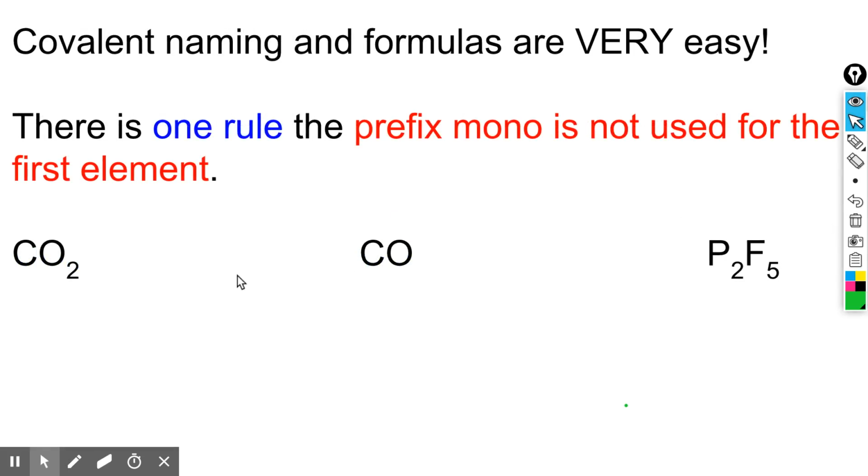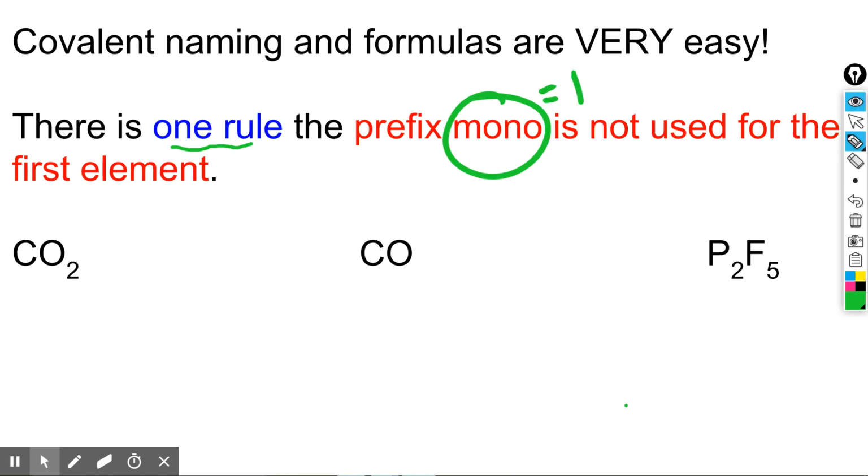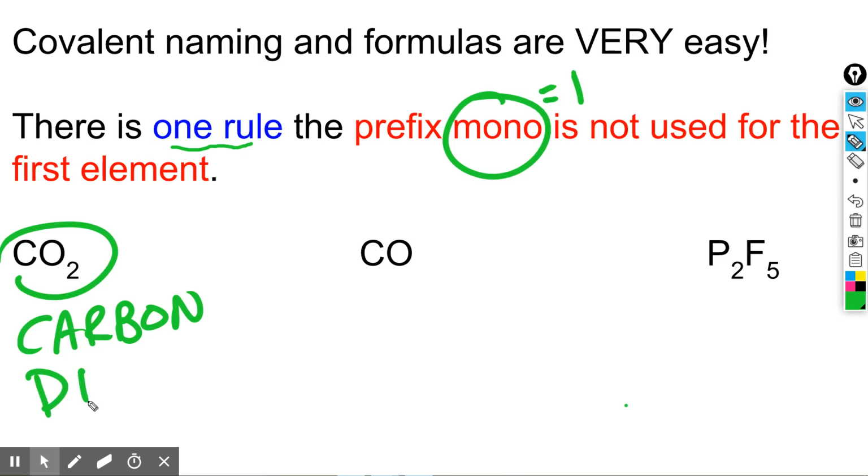To go from formula to name, there is one simple rule. The prefix mono, which stands for number 1, when you have one of something, is not used for the first element. For example, you know what this compound is already. Carbon dioxide.